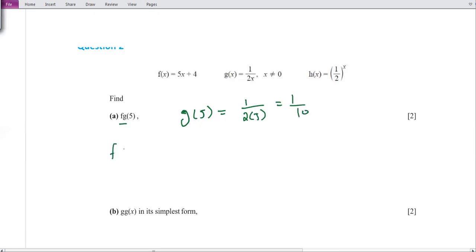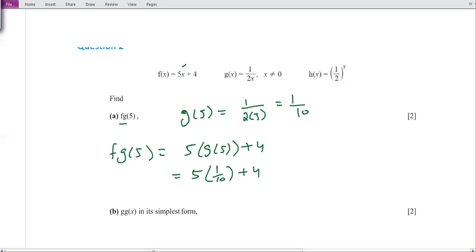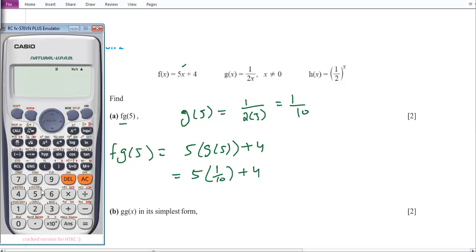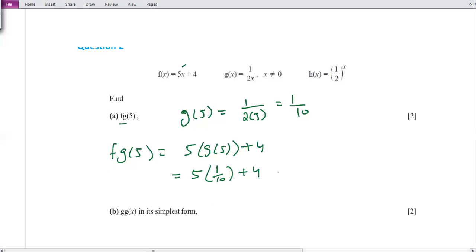Now find f of g of 5. Now in the function f, put g of 5. So here you have to write 5 into g of 5 plus 4. What is g of 5? g of 5 is 1 over 10, so 5 times 1 over 10 plus 4. You can simplify that one. This is 5 over 10 plus 4. That will give you 9 over 2. Or you can say 4.5.